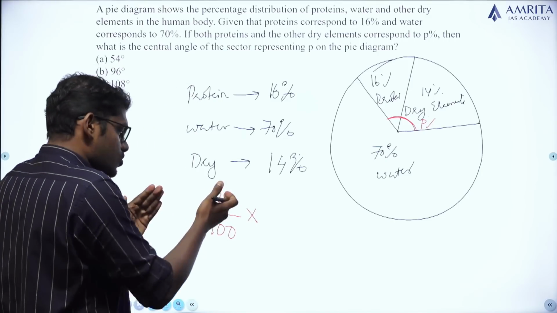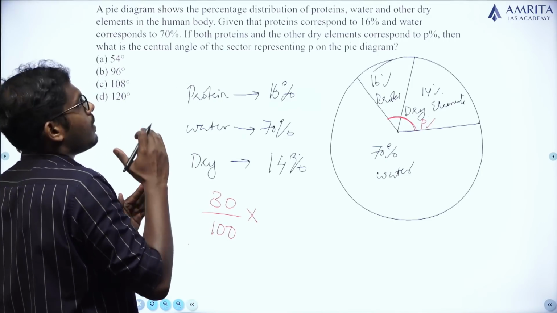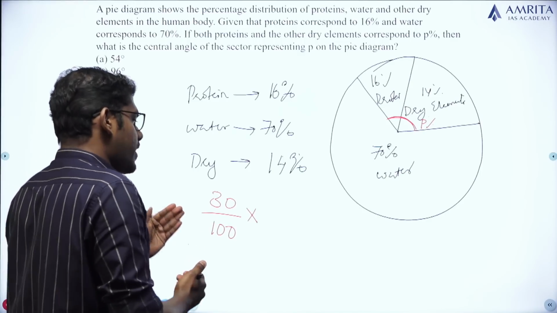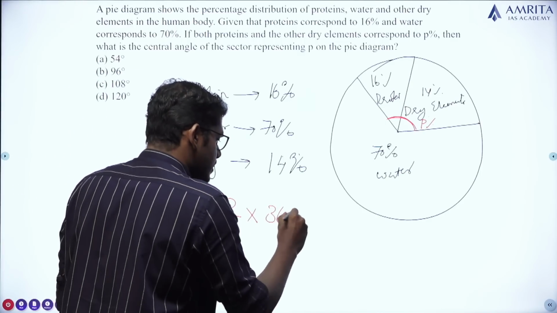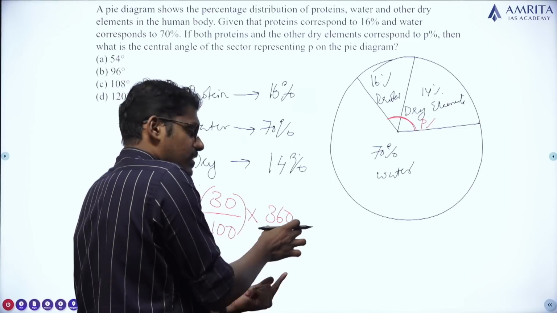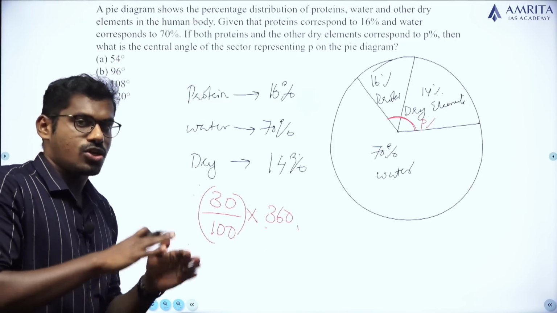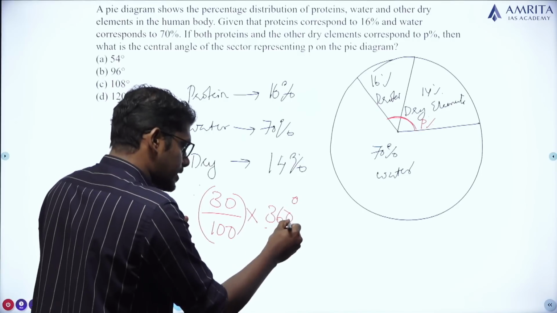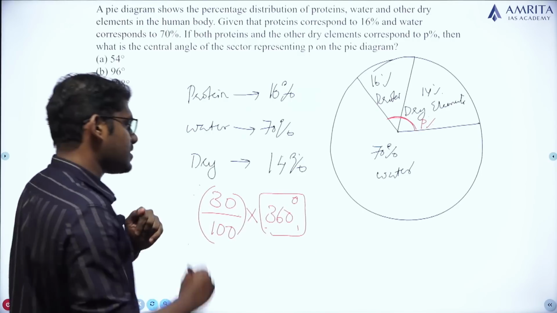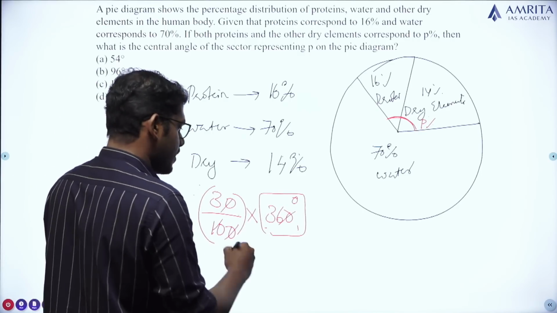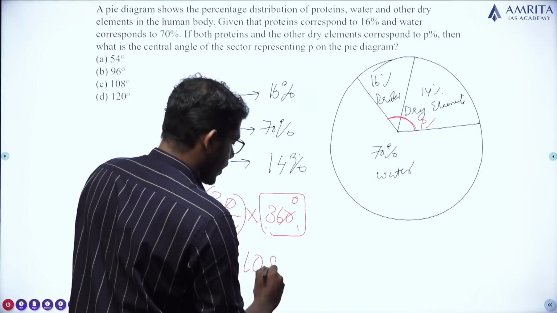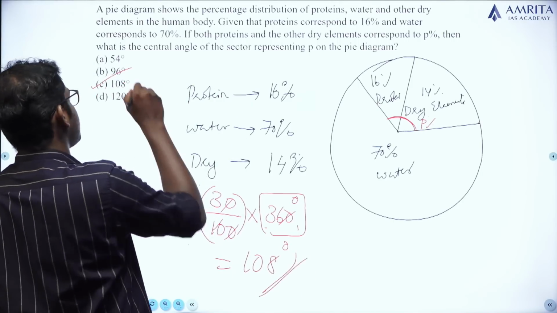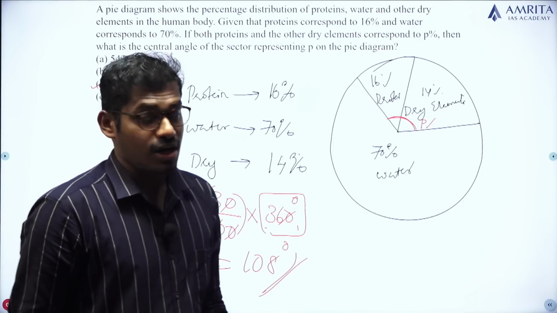Clear? Okay. So in order to find the angle, we have to multiply the 30% with the total angle. What is the total central angle of a circle? It is 360 degrees, right? So we multiply 360 degrees with this 30%. So what do we get? 36 into 3, that is 108 degrees. So the answer for this question is option C, 108 degrees.